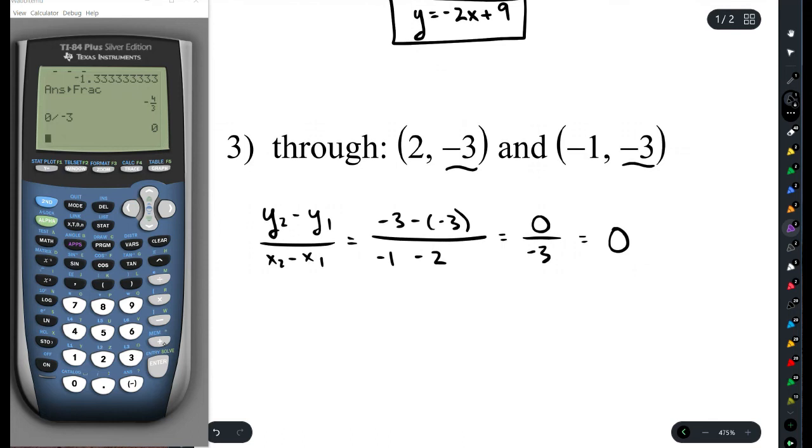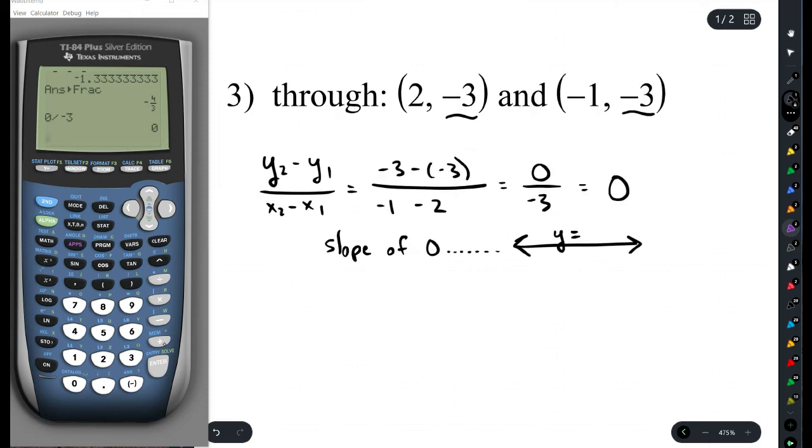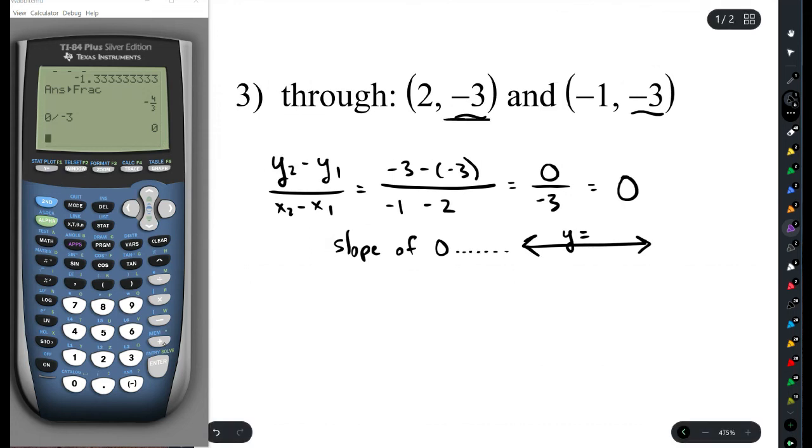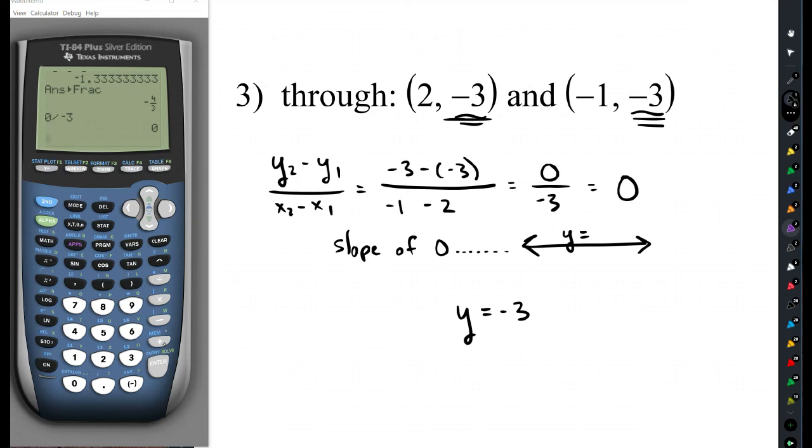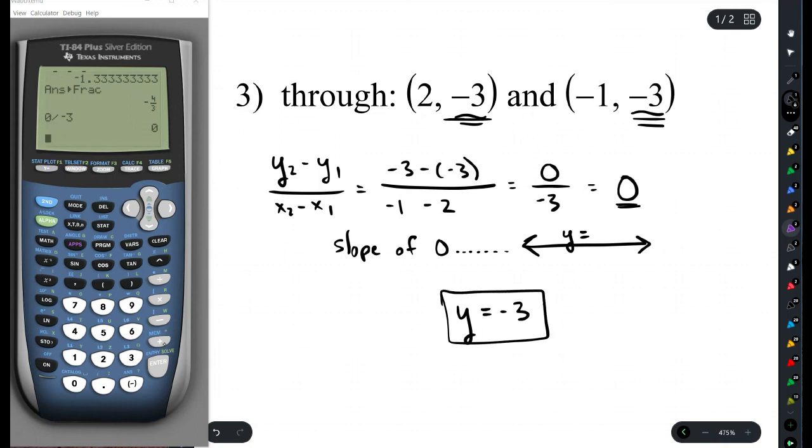Remember, what did a slope of 0 mean? Slope of 0 is a horizontal line, which is always y equals. So if you notice, our y values are always negative 3 because we have that slope of 0. You could simply go right ahead and write y equals negative 3 once you see that slope of 0. You could do the whole process with point slope, but once you notice that slope of 0, just focus on the y values, and that is the equation of that line.